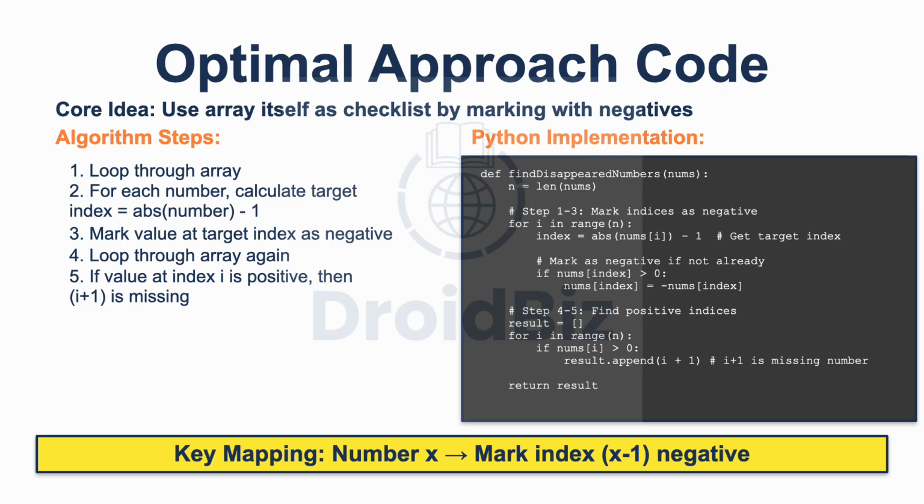Steps 4 through 5 find positive indices. We create an empty result list. We loop through the array again. If nums at I is greater than 0, meaning it's positive, we add I plus 1 to the result, because I plus 1 is the missing number. Finally, we return the result. Remember the key mapping: number x maps to index x minus 1, and we mark it negative.